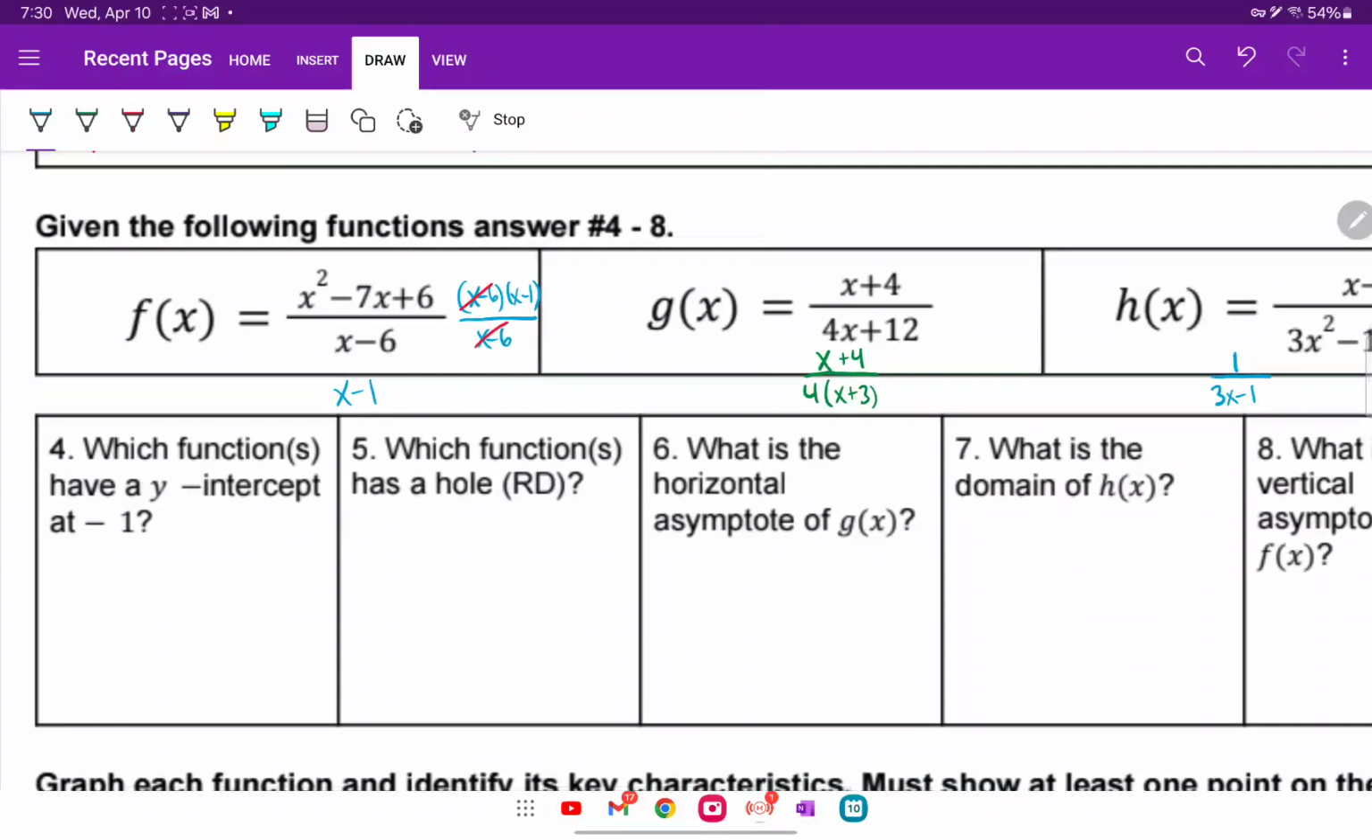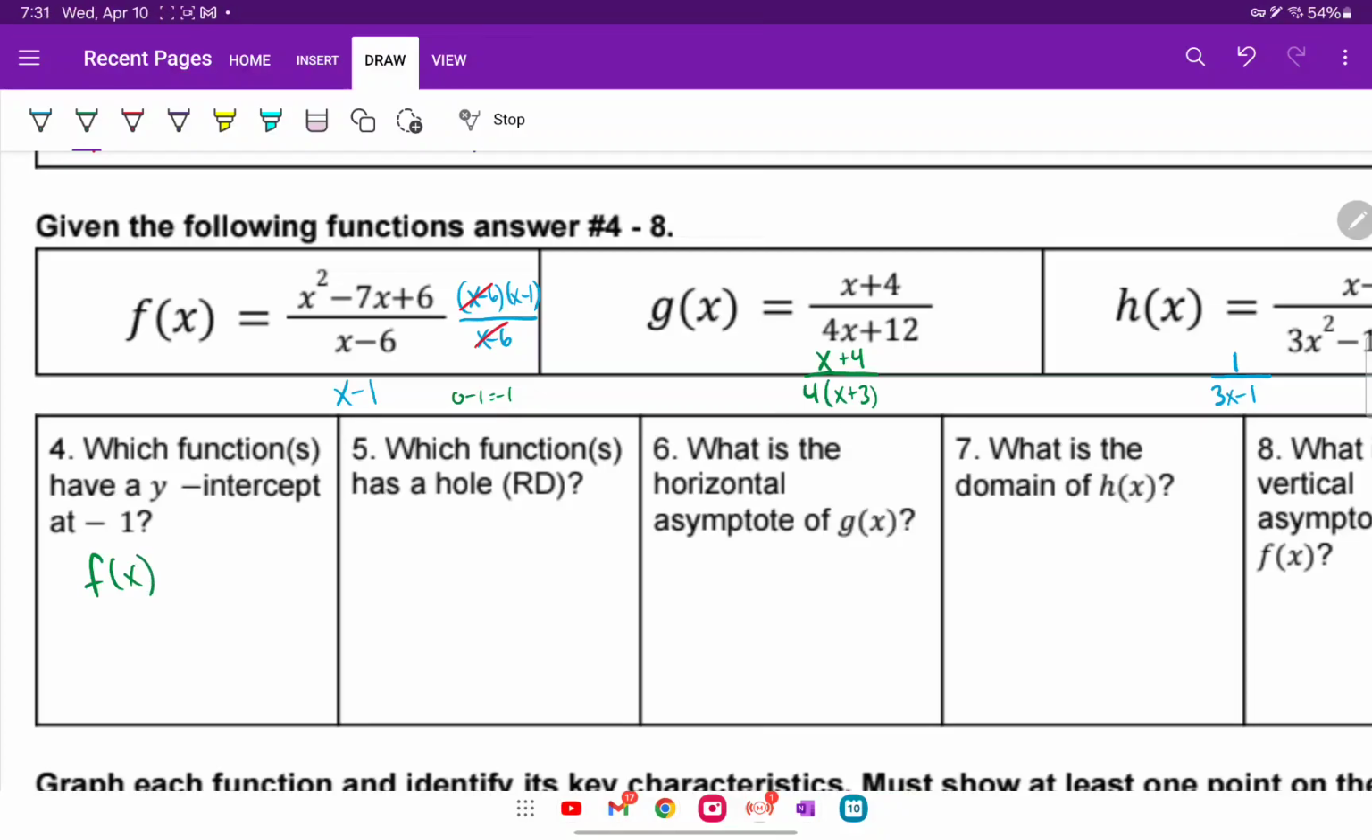So the first one, it says, which functions have a y-intercept at -1? Okay, so all I have to do is plug in 0. So for f of x, if we plugged in 0, we actually would get -1. So right there, it would be 0 minus 1, which is -1. So your y-intercept there is -1.